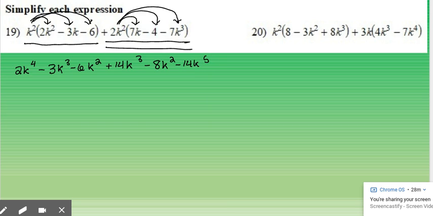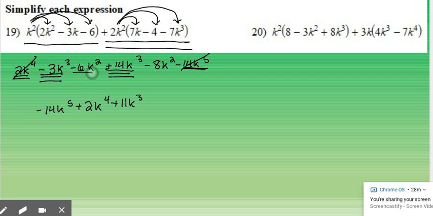And now I'm going to add up my like terms. The k to the fifth is actually the biggest one, so I should put that one first. And then my k to the fourth, and that's the only one. So positive 2k to the fourth. Then my k to the thirds, and there's two of them. Negative 3 plus 14, that's positive 11k to the third. And then last but not least, my k squareds. Negative 6 plus negative 8 is negative 14.